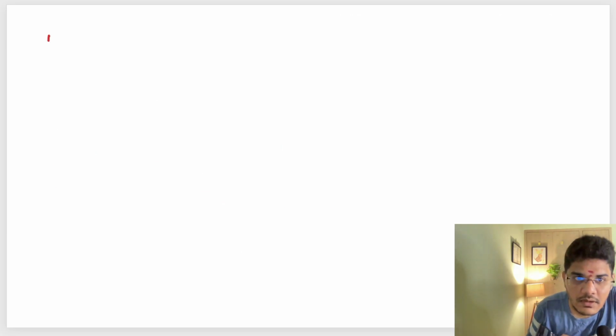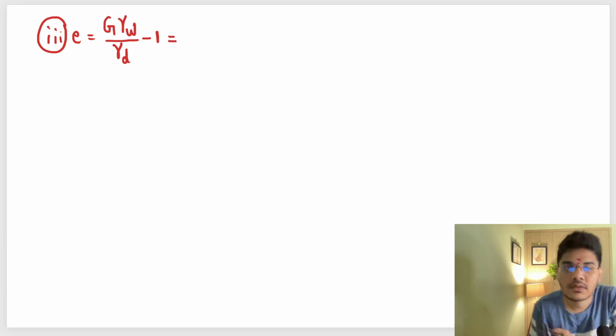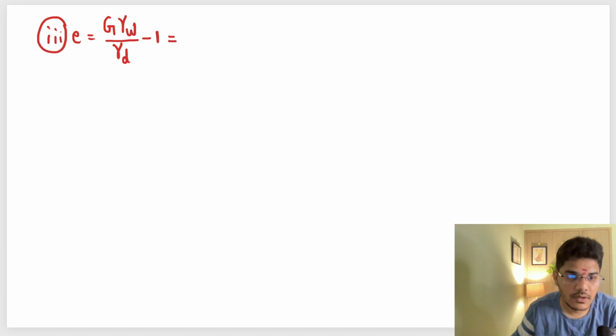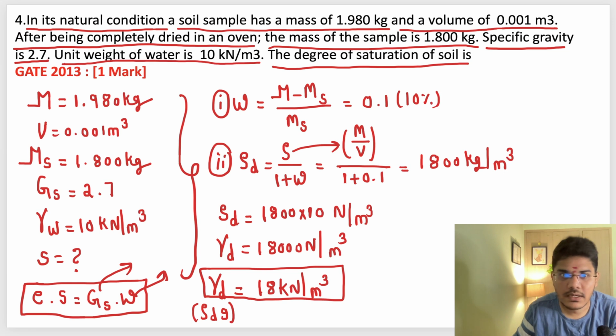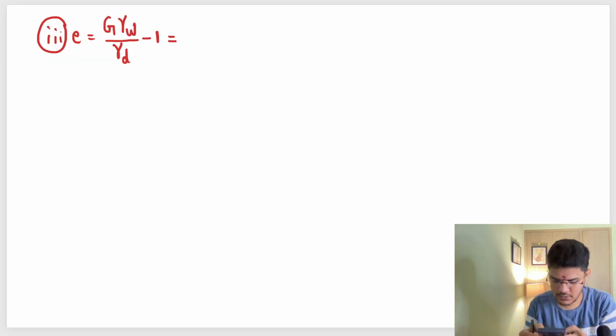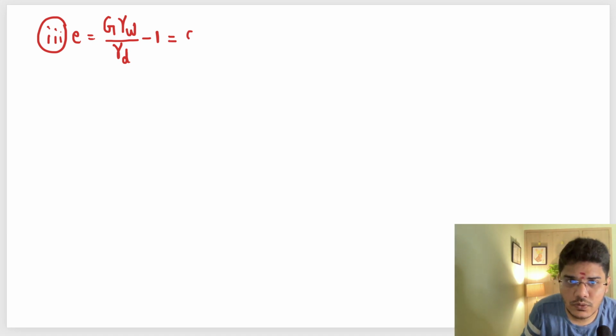So e we can calculate. e is equal to G gamma w by gamma d minus 1. So e value, how much has he given? e value is 2.7 into 10 divided by 18 minus 1. So this is 0.5. But what we actually want is S.